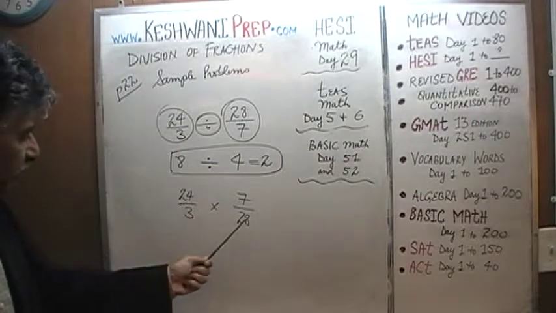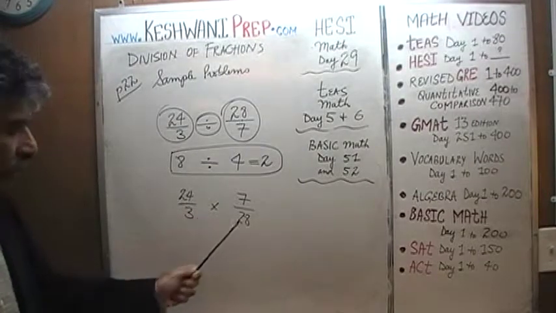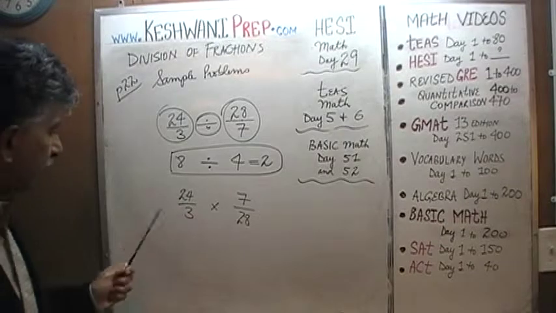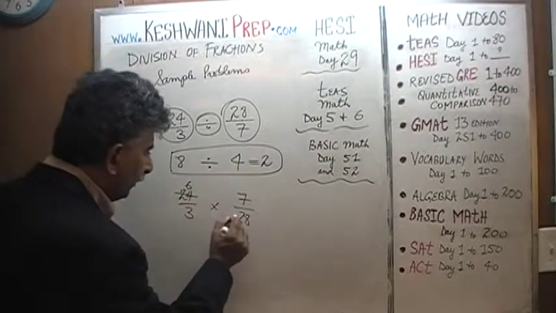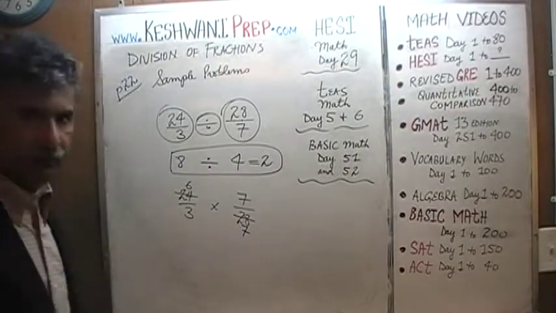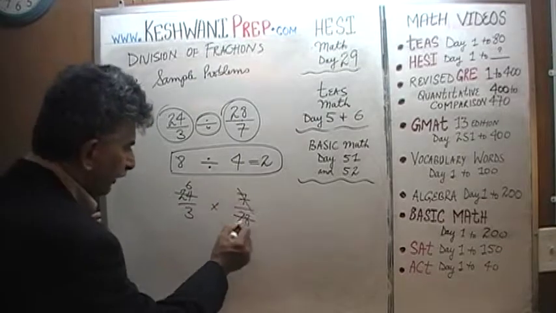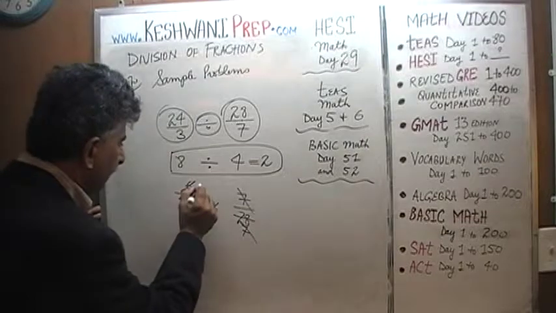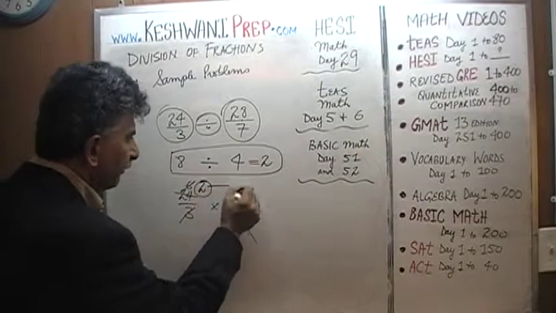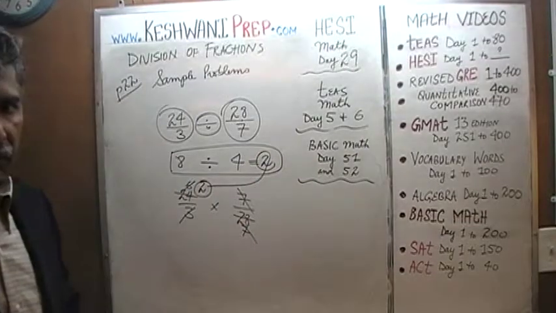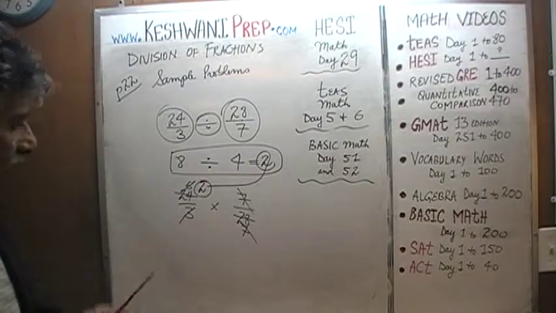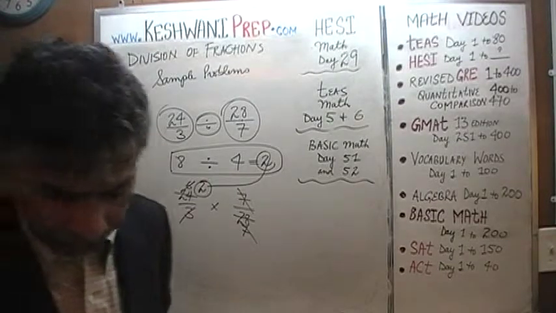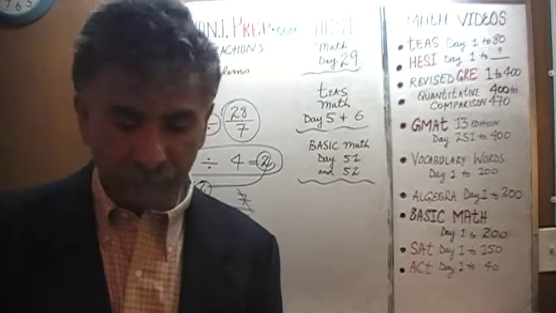Well, we see 24 and we see 28. Why don't we divide top and bottom by 4? 24 has 6 fours, and 28 has 7 fours. So there you go. 7 cancels out with 7, and 6 divided by 3. If you divide top and bottom by 3, you get a 2, which is exactly what we found. We knew the answer had to be 2. There you go. It works.